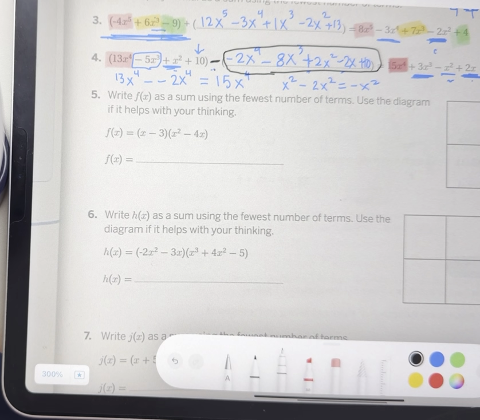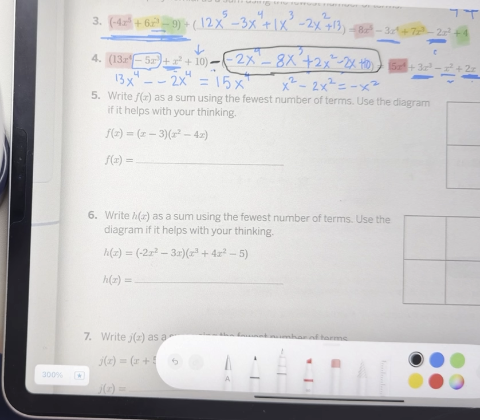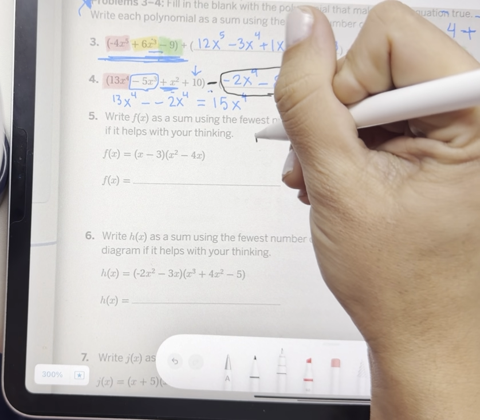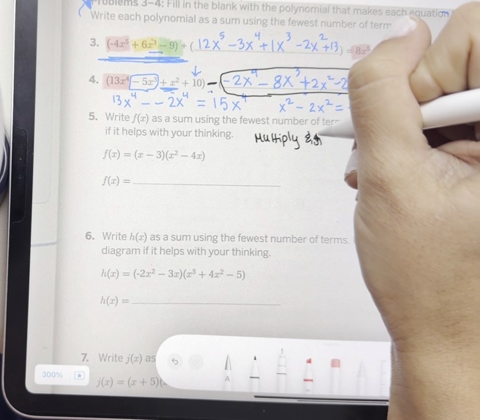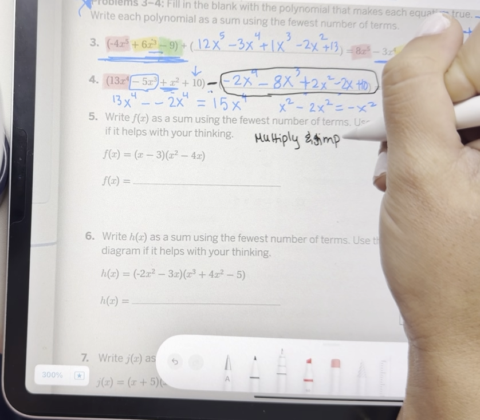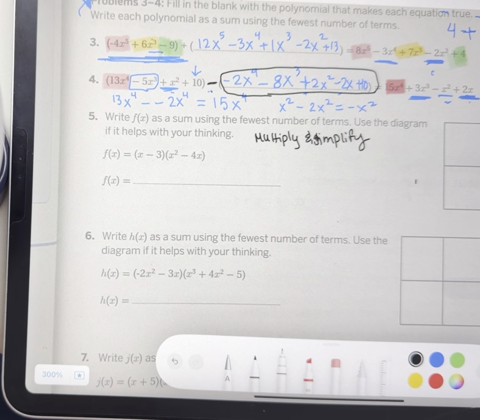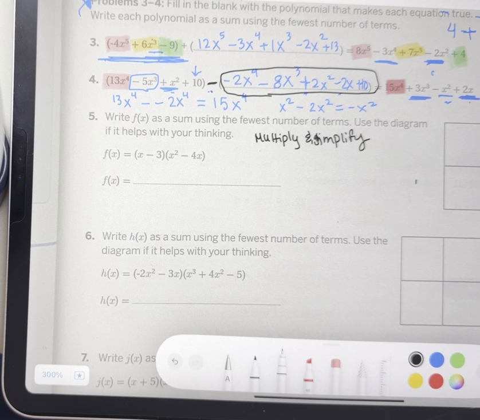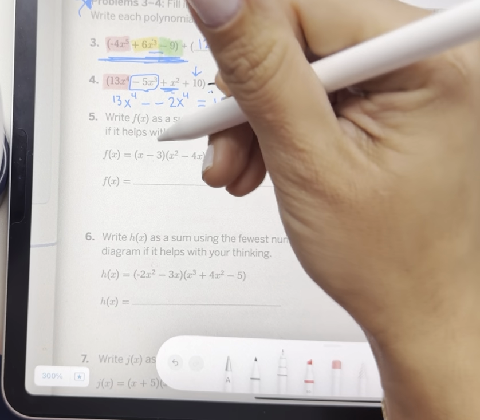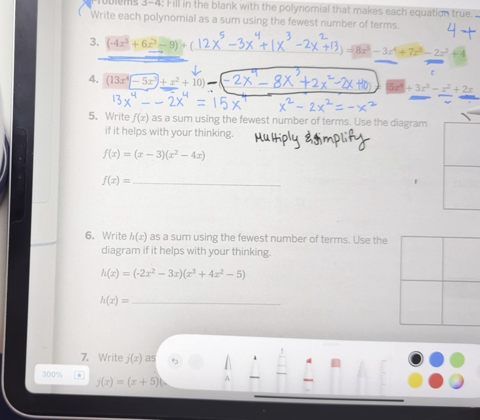Number 5, write f of x as a sum using the fewest number of terms. Okay, all they mean is multiply and simplify. Multiply, simplify. Do you want me to use the box or do you want me to distribute? I think a lot of people look at the box and judge it, and then when they use it, they love it. So let's do the box. Okay, here's what you do. You take the x minus 3. Multiply and simplify because it says sum, right?